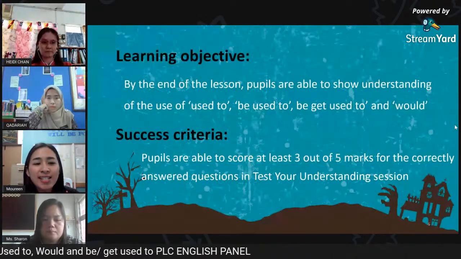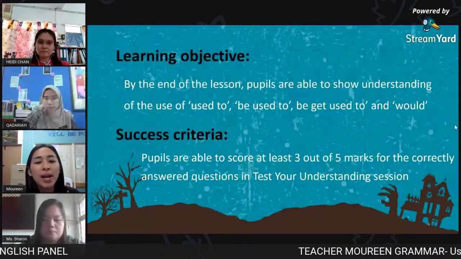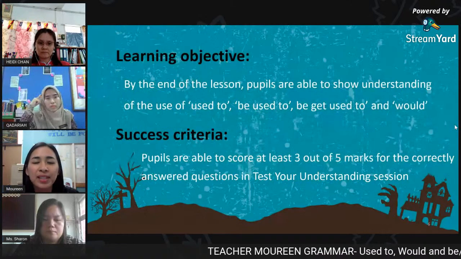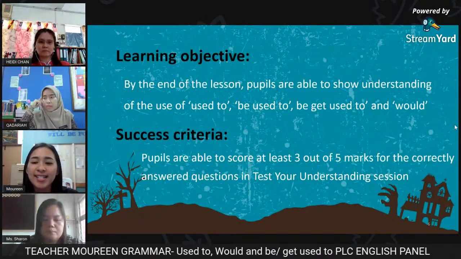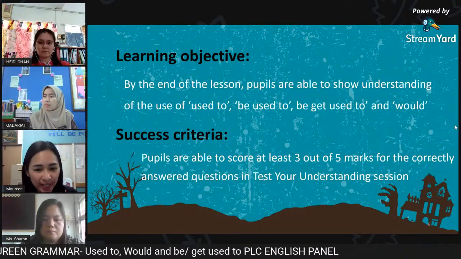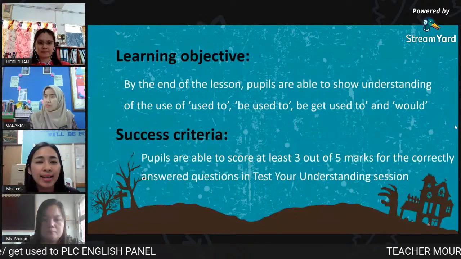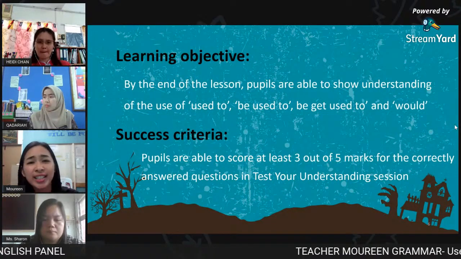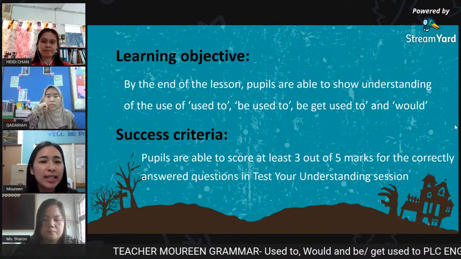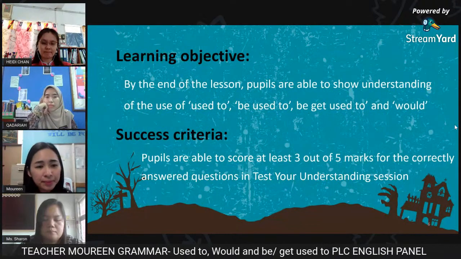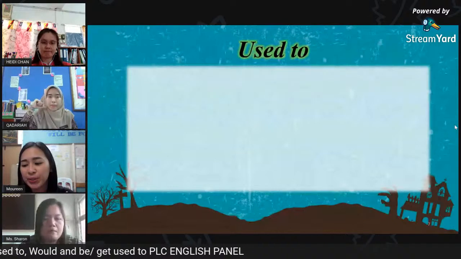You are considered successful in completing your task if you are able to score at least 3 out of 5 marks for the correctly answered questions in the Test Your Understanding session later. You can have a read also so that you understand and you have a target of what you want to achieve today. That's our learning objective and success criteria. Let's move on to the first one. Used to.